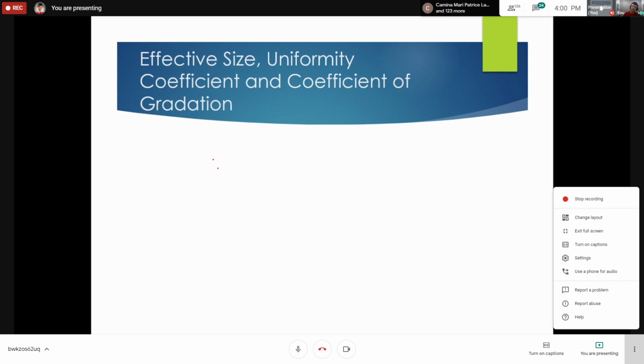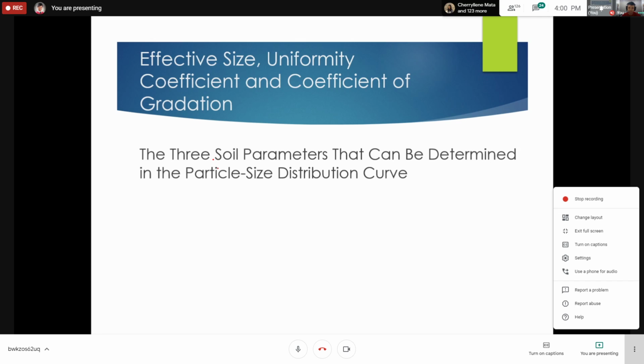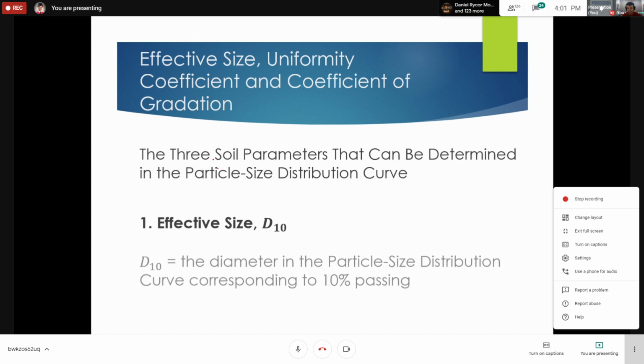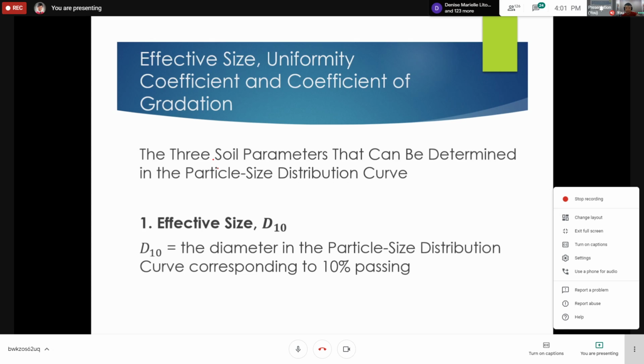Okay, then after determining the particle size distribution of your hydrometer analysis, you can continue the particle size distribution curve or you can combine it with the sieve analysis, since you already have the data. Okay, so there are three soil parameters that can be determined in the particle size distribution curve. The first one is the effective size, that's D sub 10, the diameter corresponding to 10% passing.